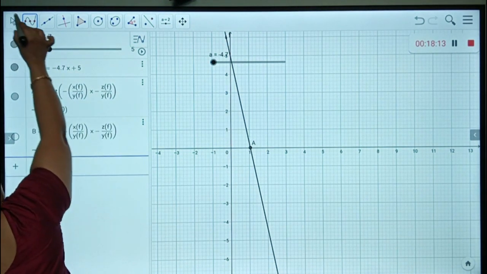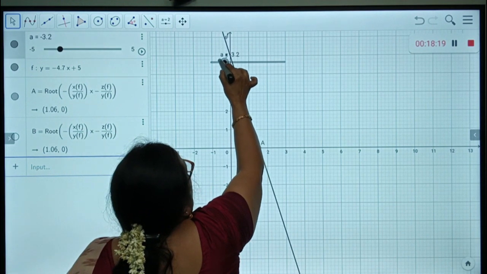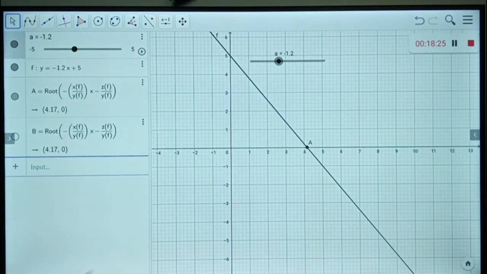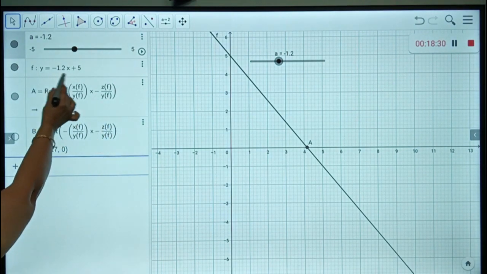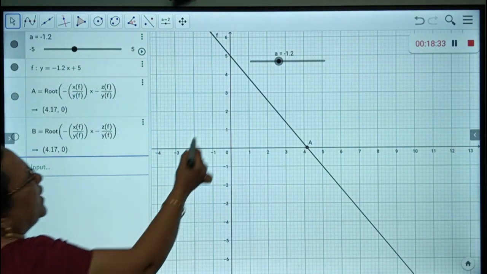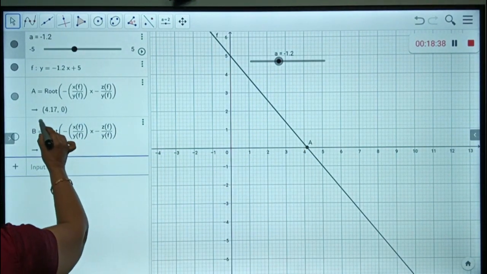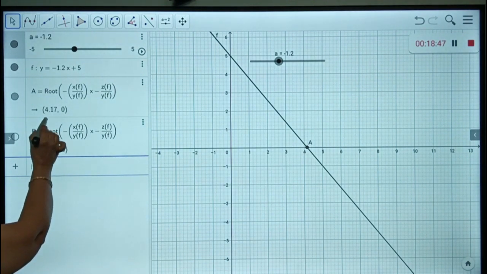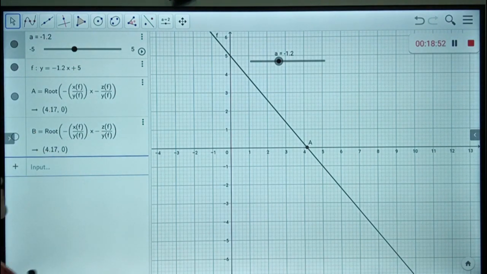Suppose I move this A, you can see how the straight line changes. Now what is A? When A is minus 1.2, y equal to ax plus 5, what is the root? The root is given by 4.17 comma 0. That is the coordinates of A. What is the 0 of the polynomial? It is 4.17. So when x is 4.17, y is equal to 0. Is it clear?